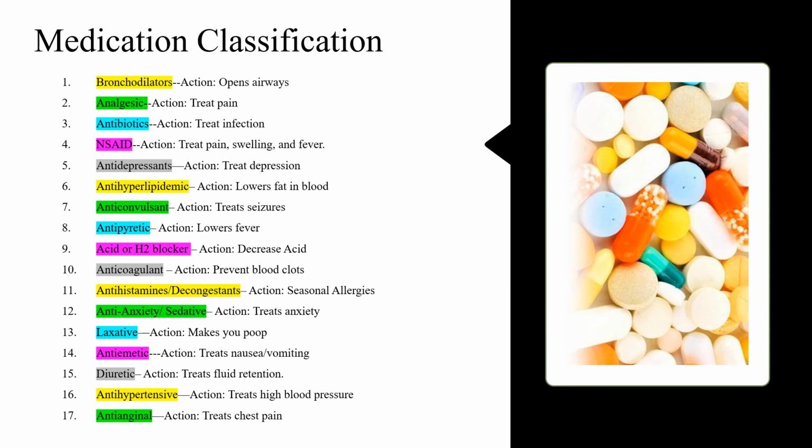Acid or H2 blocker decreases acid. Anticoagulant prevents blood clots. Antihistamine/decongestant, seasonal allergies. Anti-anxiety sedative treats anxiety. A laxative makes you poop. Antiemetic treats nausea and vomiting. Diuretic treats fluid retention. Antihypertensive treats high blood pressure. And antianginal treats chest pain. So once again, if you need to stop.